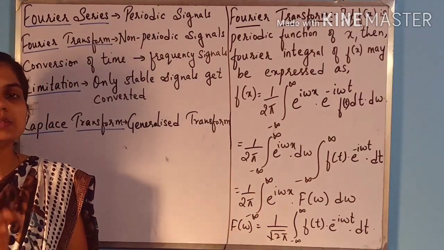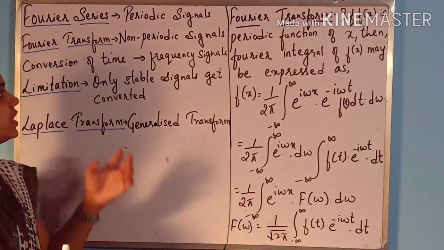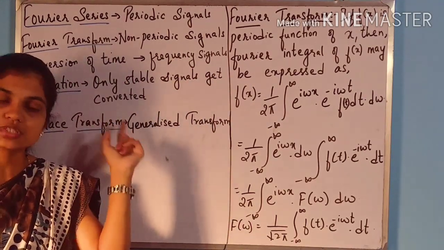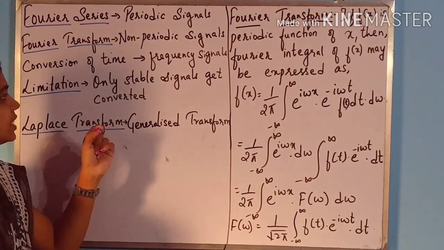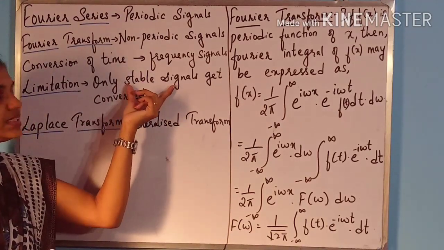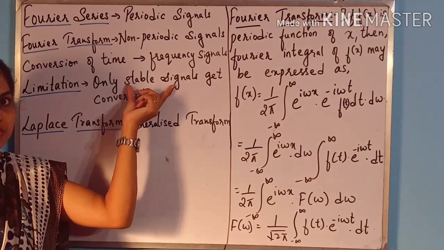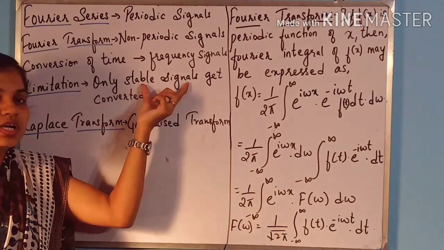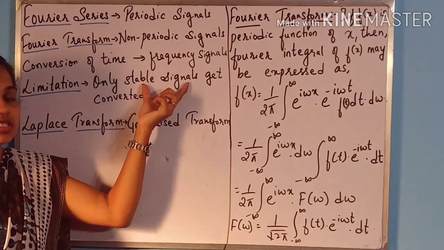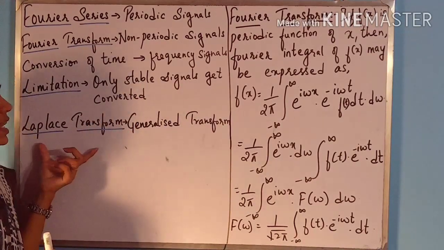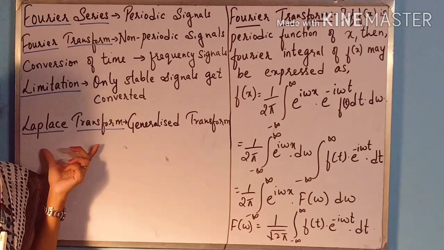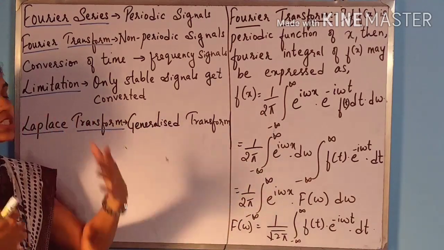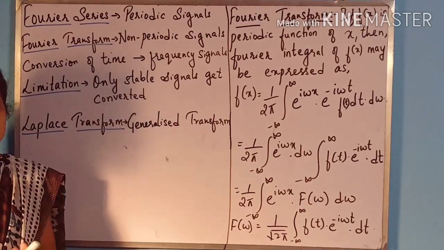But there is a limitation here. When we convert time signals to frequency signals using the Fourier transform, we are able to convert only stable signals. To overcome this limitation, we use the Laplace transform, which is a generalized transform, so it transforms all types of signals.